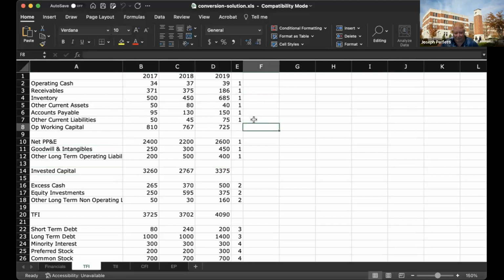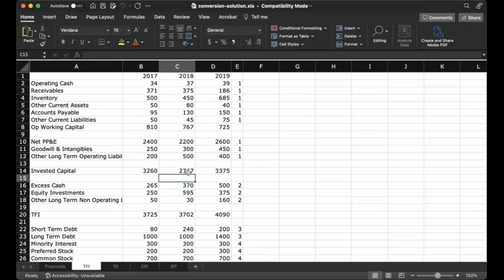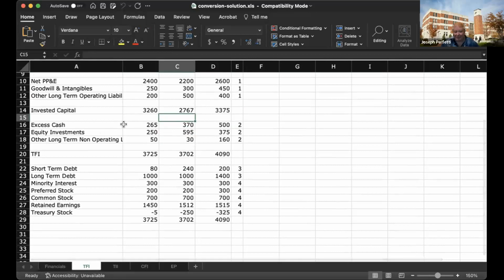Operating assets, operating liabilities, netted. Then, same process. Non-operating assets, non-operating liabilities, netted, add TFI. That's your non-operating capital. Right? And then your debt and your equity capital, and then they have to add. They have to basically match.